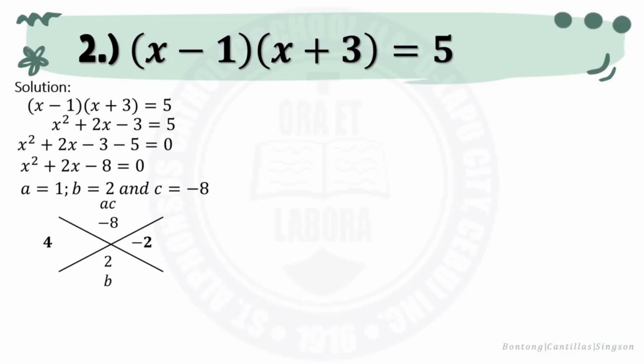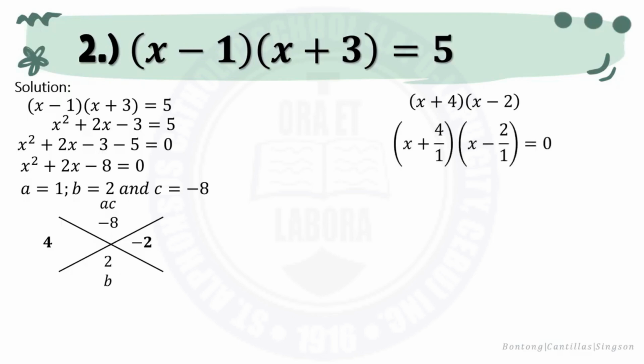Next, in parentheses, you write there x plus 4, which is the first factor. Next, x minus 2, which is the second factor. Then divide these two factors by the value of A, which is 1. You have there quantity x plus 4 over 1 times quantity x minus 2 over 1 equals 0. Simplifying this, quantity x plus 4 times quantity x minus 2 equals 0.